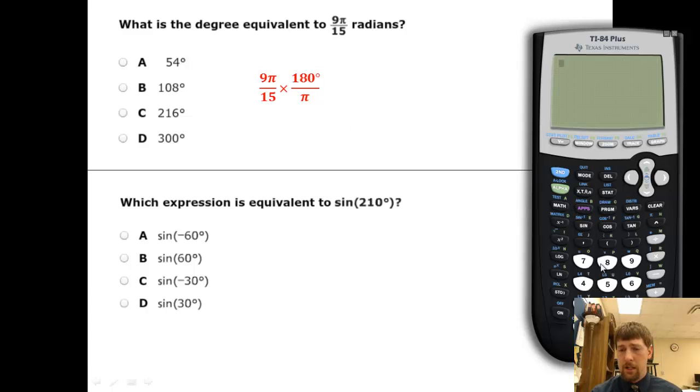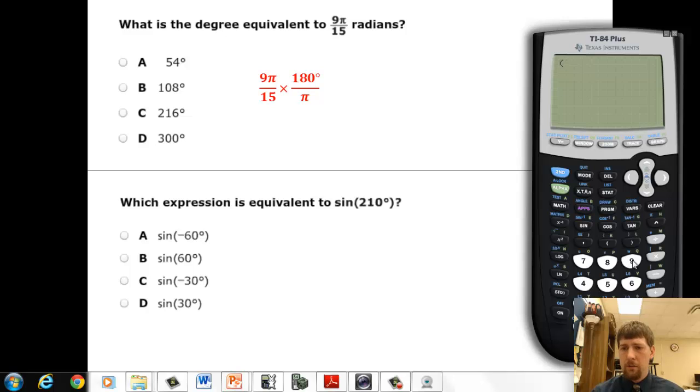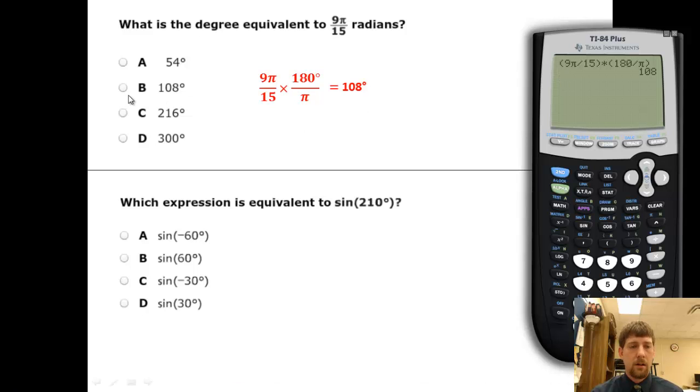We punch it straight into the calculator as it's written. So 9 pi divided by 15, close that one, times 180 degrees over pi. Hit enter, and we get 108 degrees. As we can see, 108 degrees is choice B. That's all there is to it. Say they had started me with degrees and wanted to go to radians, I'd have gone to my reference page and seen what to multiply by to get from degrees into radians. It's all right there.